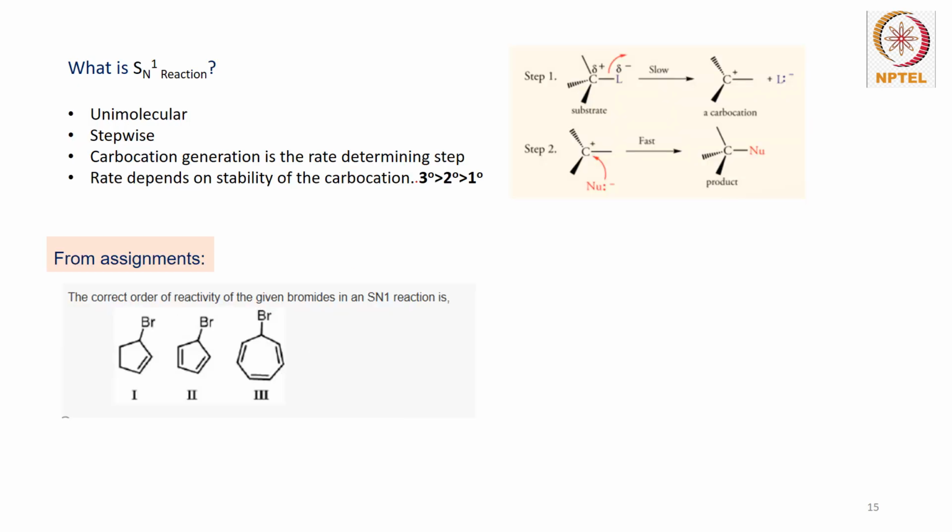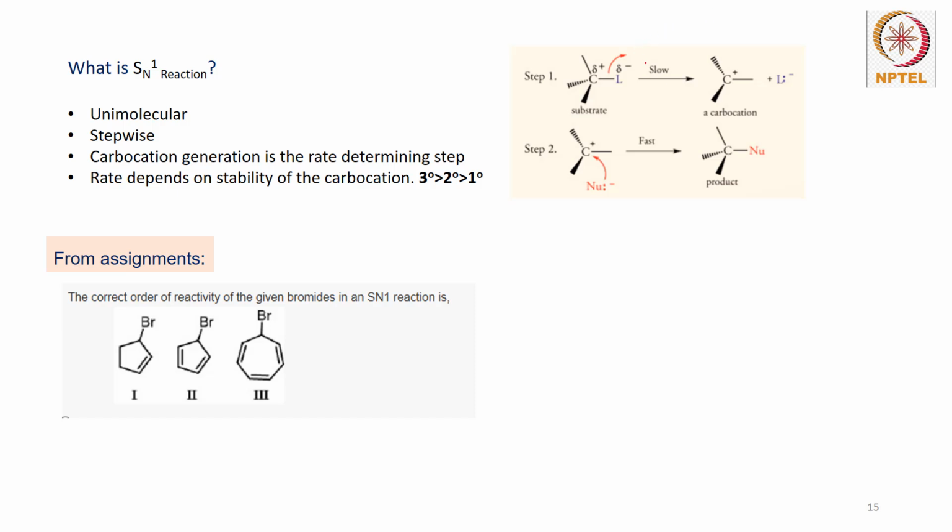So what is the SN1 reaction? It's unimolecular and stepwise. Carbocation generation is the rate determining step, and the rate depends on the stability of the carbocation. What am I saying? This is a stepwise process. First the leaving group is removed from the system, generating this carbocation, and then the nucleophile enters and we get this product. Between these two steps, the first step is the slow step, and according to kinetic theory, whichever is the slow step is the rate determining step.